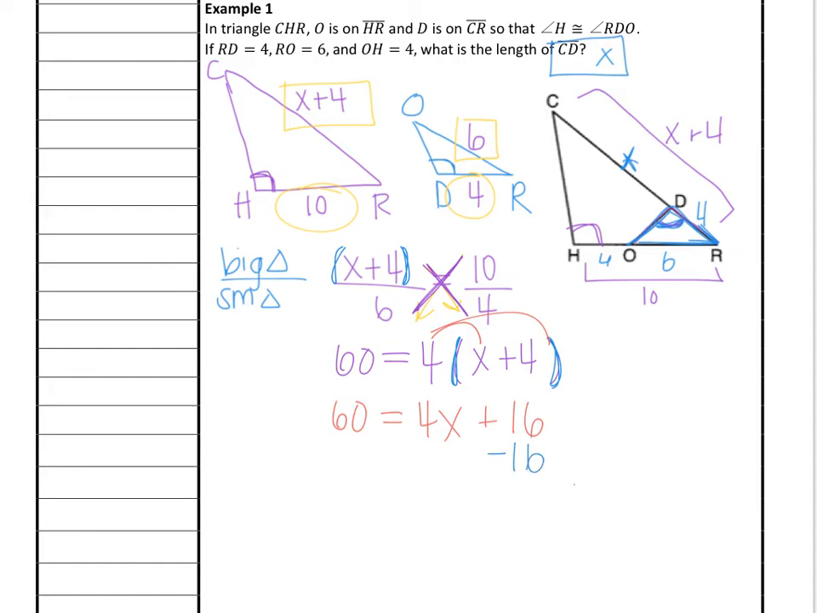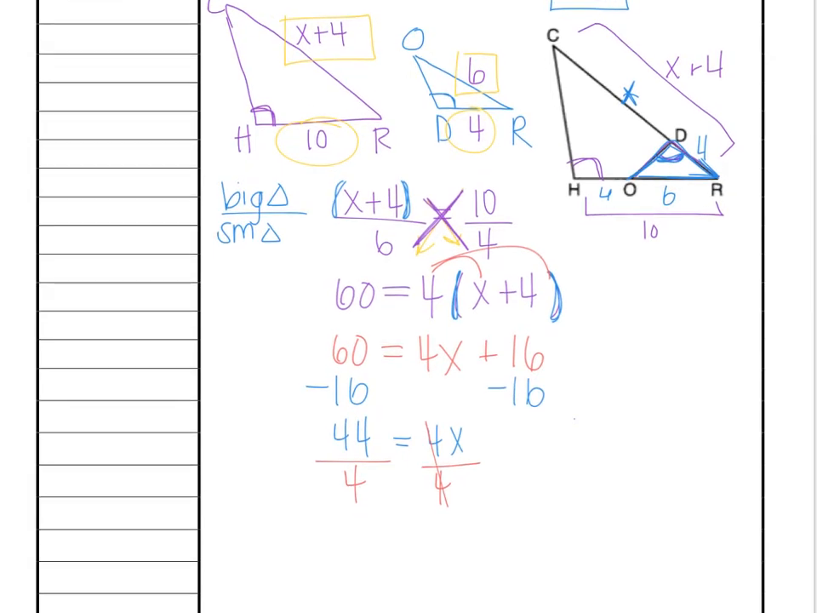Then we subtract 16 from both sides, and we get 48 equals, or sorry, not 48, 44 equals 4x. You're going to divide to get x by itself, and we end up with x equals 11. But remember, they were asking for the length of CD, so we say CD equals 11.